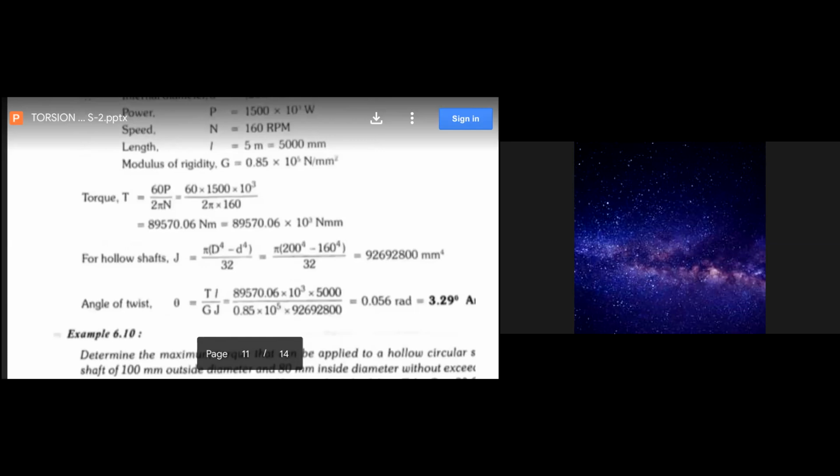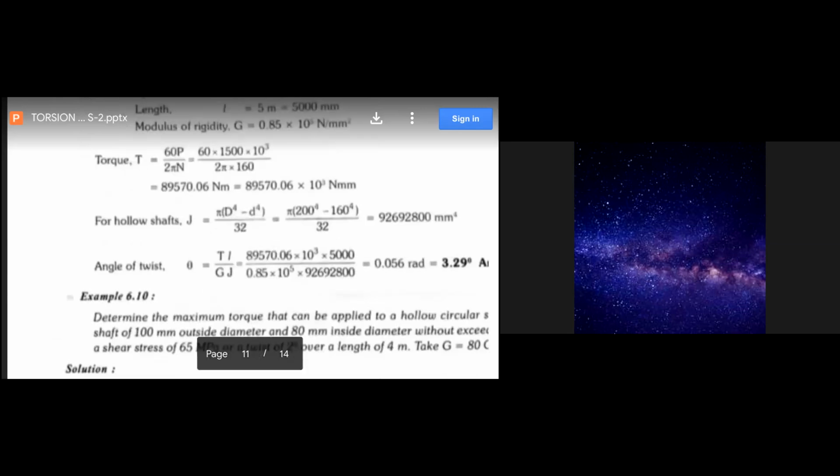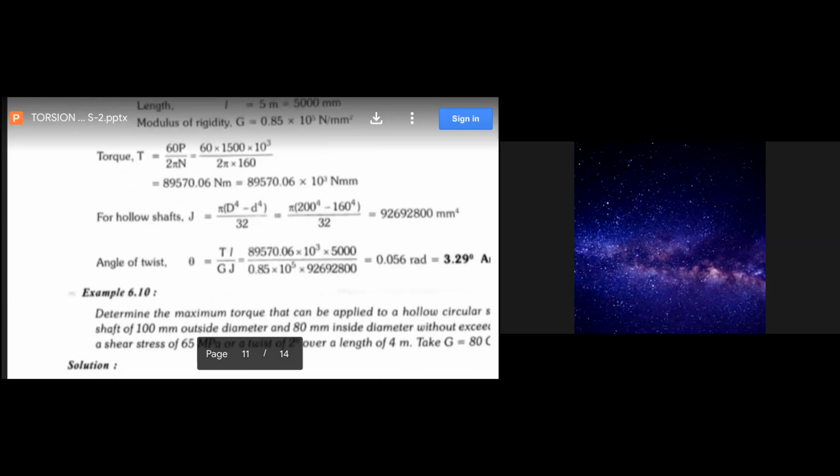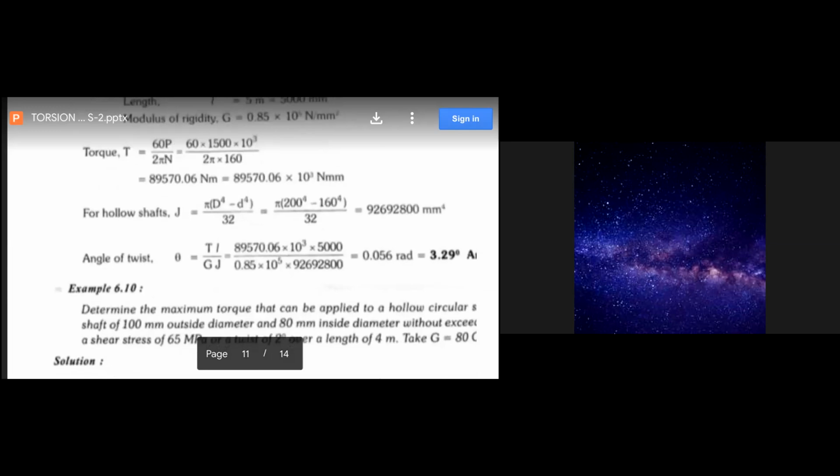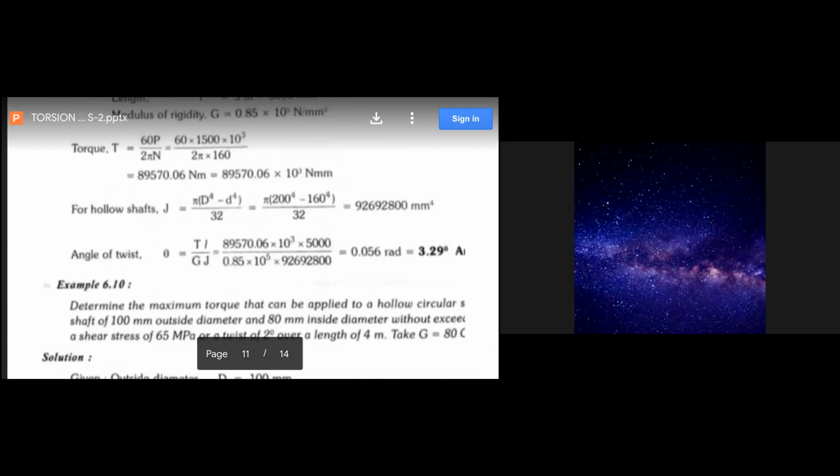And for a hollow shaft, polar moment of inertia J is equal to pi into capital D power 4 minus small d power 4 by 32. So that is pi into 200 power 4 minus 160 power 4 by 32. So you'll get J value. And angle of twist theta is equal to TL by GJ. So substitute all values. T value is 89570.06 into 10 cube, into length 5000, by G value 0.85 into 10 power 5, into J value 92692800. So after simplifying, we will get the twisting angle theta equal to 0.056 radians. So in terms of degrees, that is 3.29 degrees.